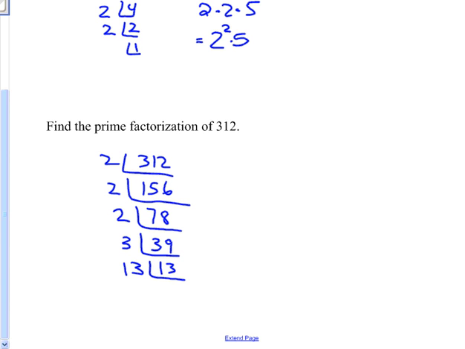So if I was going to write it out in expanded form, 2 times 2 times 2 times 3 times 13, or often we'd write it out in exponential form, 2 cubed times 3 times 13. So when we want it in factored form, prime factorization, this is the form we'd be looking for. And usually we'll ask you to write it using an exponential form. So use your exponents to write that.